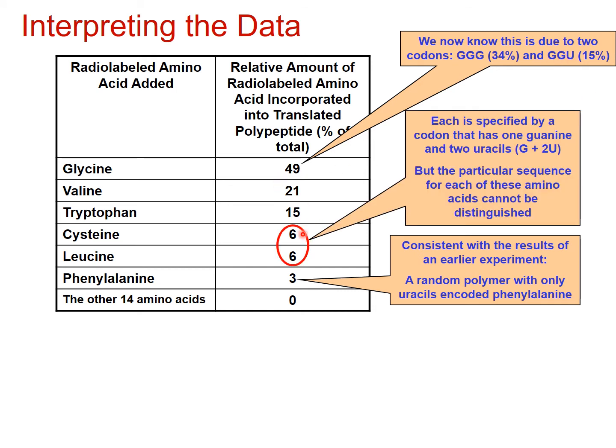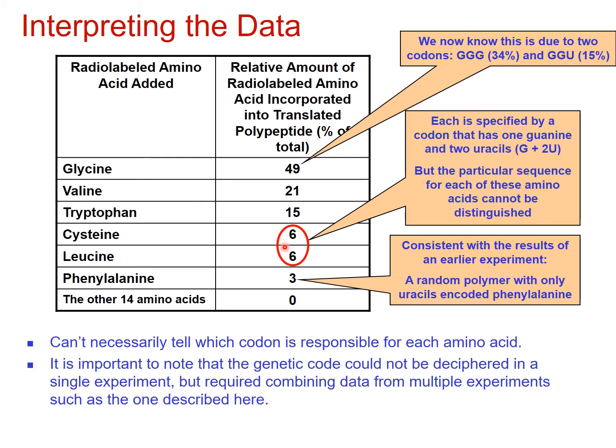For cysteine and leucine, they are each specified by a codon that has 1 guanine and 2 uracils. So we get 6% for either of those, but we can't actually at this point tell which triplet codes for either of them, right? And just to reiterate, this is a single experiment. This was done multiple times.